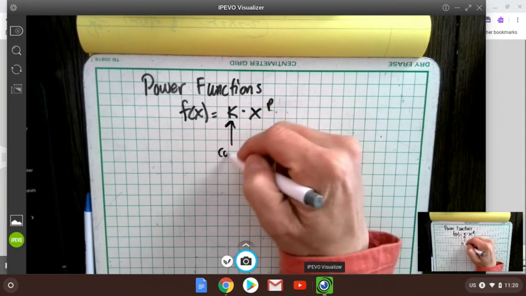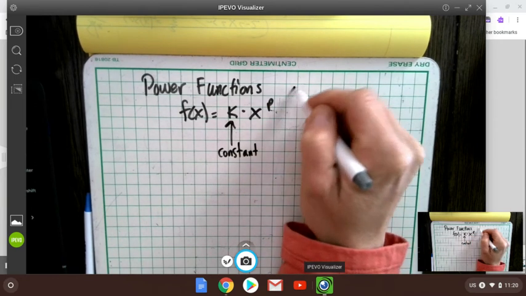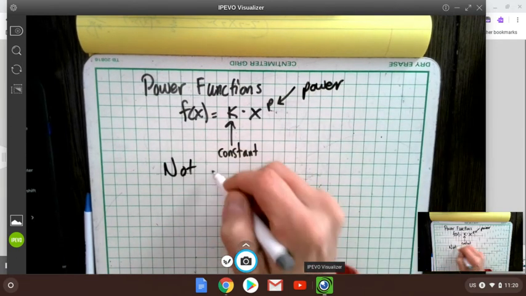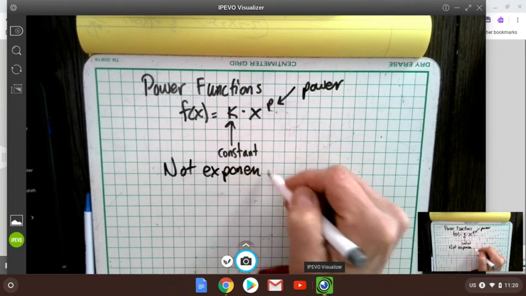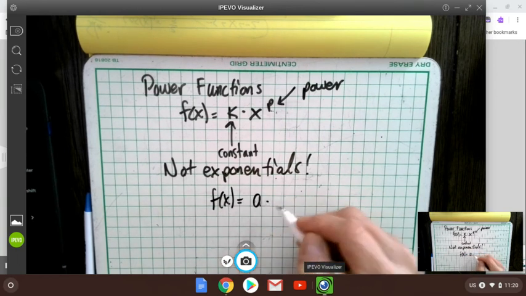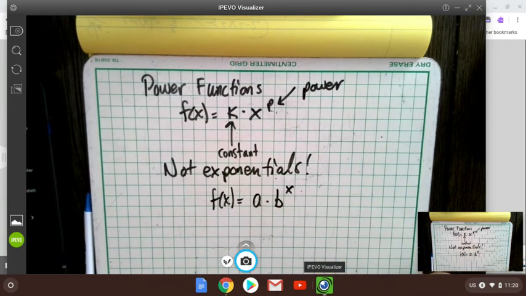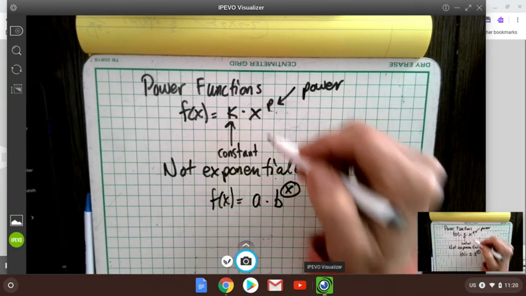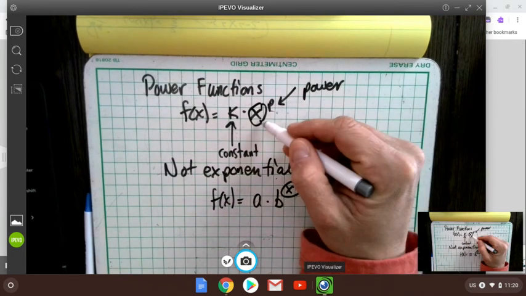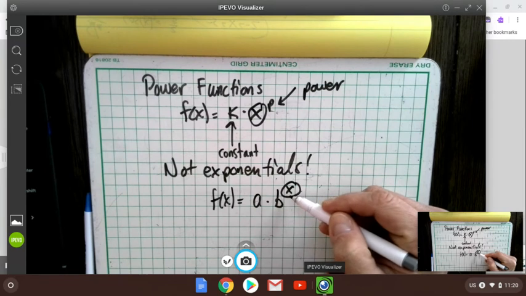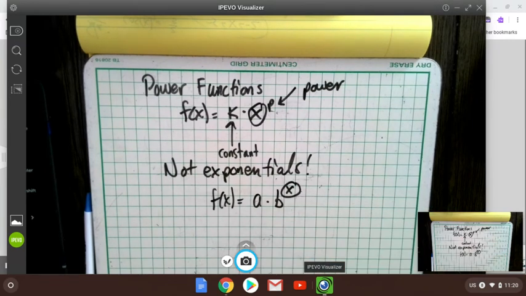All right, so constant, exponent. Now, these are not exponential functions, so that's the first thing we're going to come to grips with here. They're not exponentials. Remember, exponentials look like this. What is the huge difference here? The input is the exponent for exponentials. Here, the input is the base. The power remains the same. For exponentials the power changes because that is the input variable. Okay? So power functions, kx to the p, and that's what we're going to deal with.